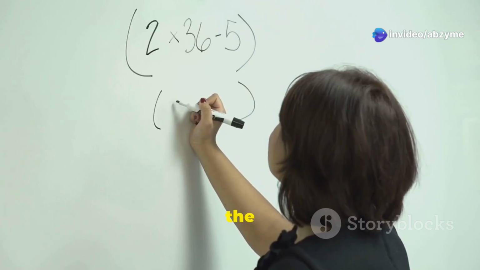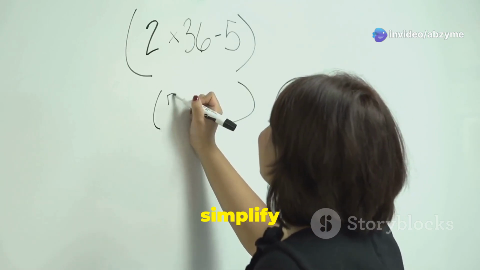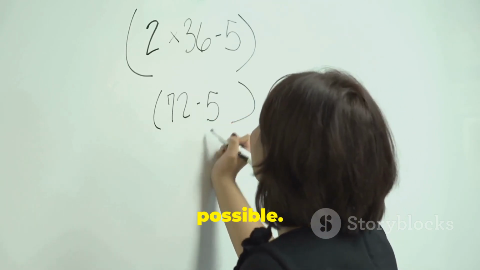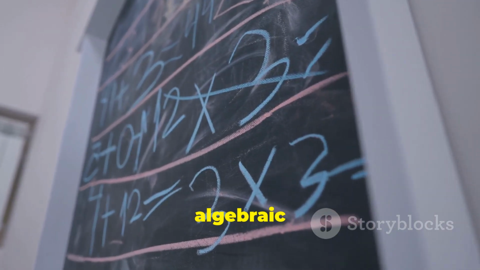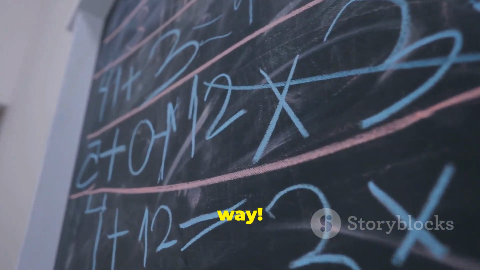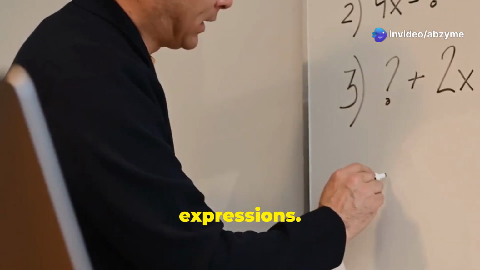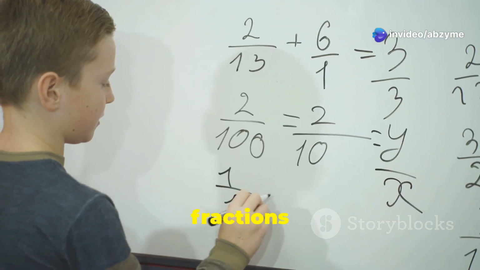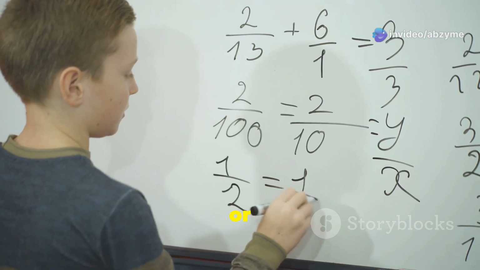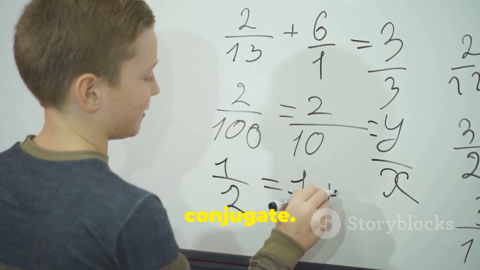Now that we've identified the problem type, our next step is to simplify the expression as much as possible. This is where a little bit of algebraic manipulation can go a long way. Start by looking for opportunities to factorize or expand expressions. Simplify complex fractions by finding common denominators or using techniques like multiplying by the conjugate.